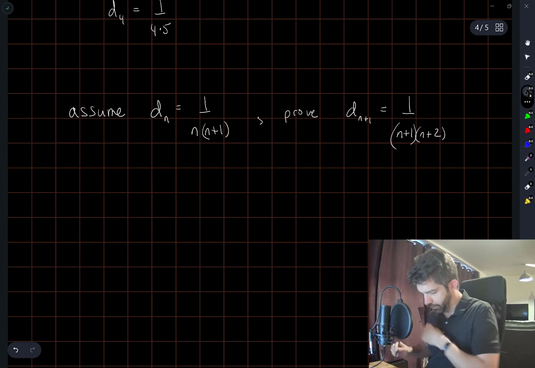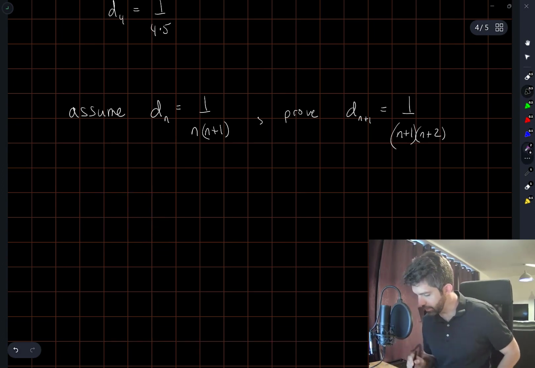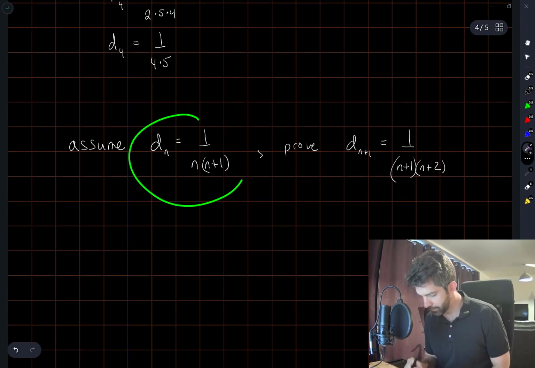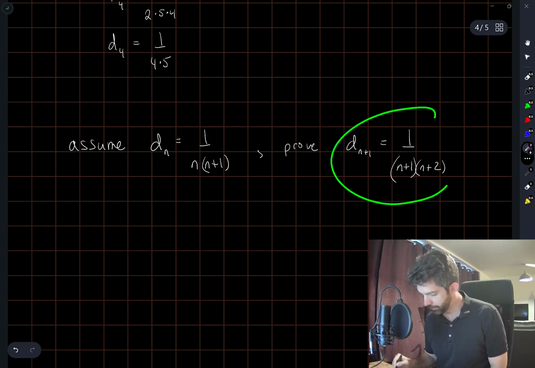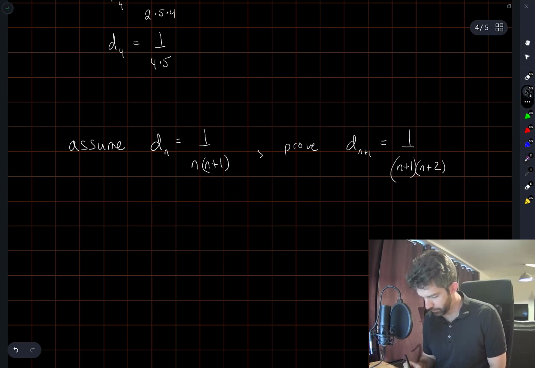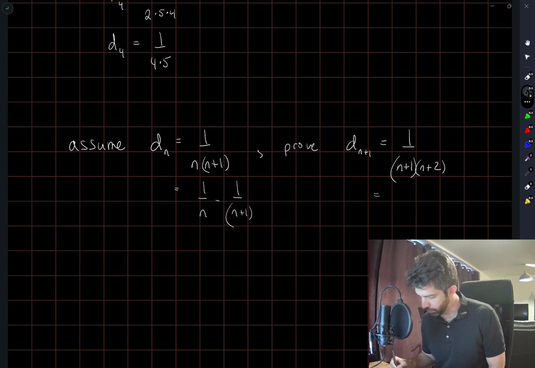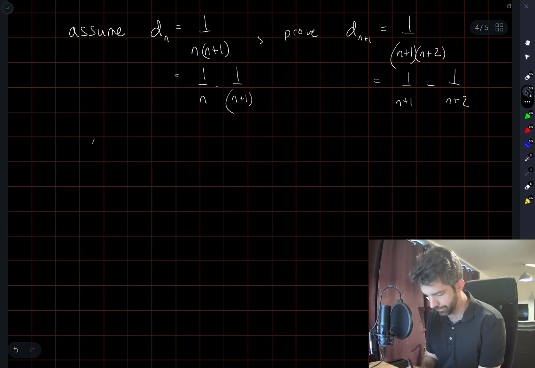Okay, so here's how we're going to do this. We are going to do this by induction, ultimately. We're going to assume this. We're going to prove this. So in each case, this is equivalent to 1 over n minus 1 over n plus 1. And this is equal to 1 over n plus 1 minus 1 over n plus 2. I also have sigma n minus 1. This is defined as the sum where k goes from 1 to n minus 1 of rk.